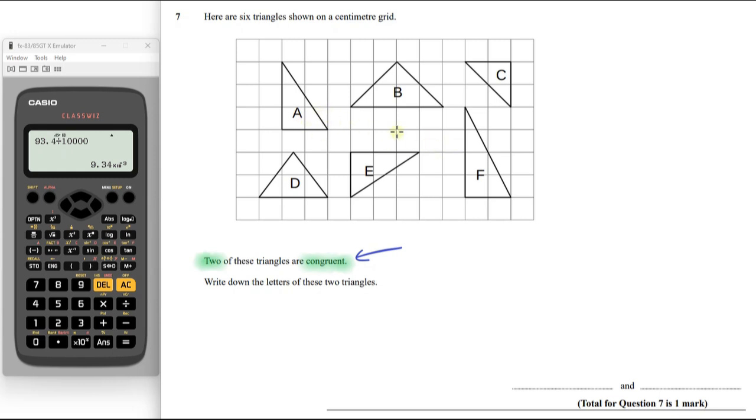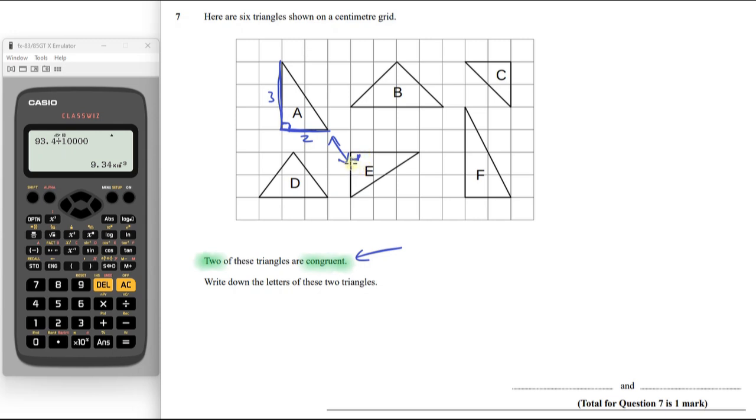It looks like we've got some right angle triangles here, and just by looking straight away, it looks like A and E are the same. Okay, it looks like E has just been rotated 90 degrees clockwise to A, and if we were to turn it back, it would fit directly on top. But we can check that. So you can see that they're both right angles. This one has a base of 2 centimetres and a height of 3 centimetres.